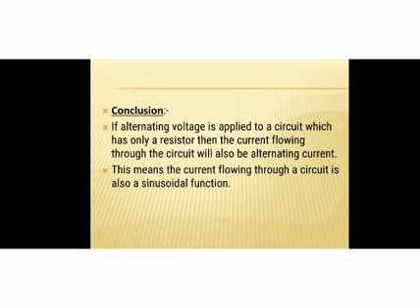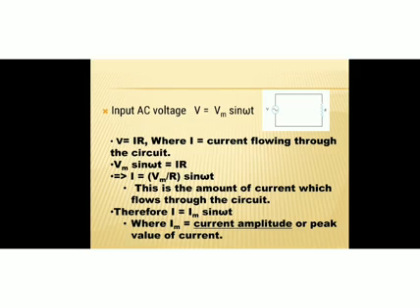So what is the conclusion? If alternating voltage is applied to a circuit which has only a resistor, then the current flowing through the circuit will also be the alternating current. Isn't it? So here we provided an alternating voltage to this resistive circuit. So what was the current? The current was Im sin omega t, which is also an alternating current.